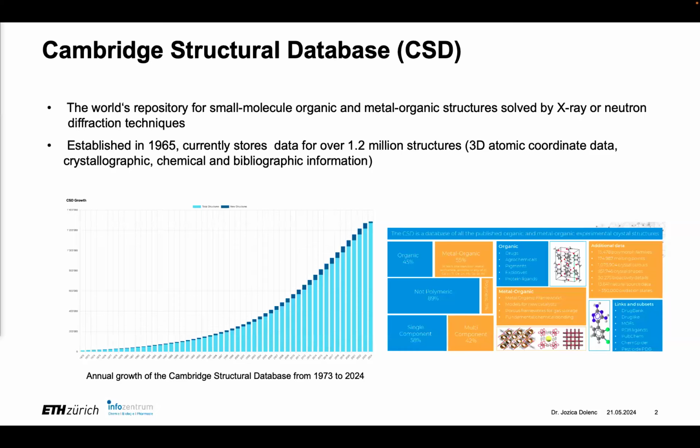The Cambridge Structural Database was established in the 60s already, and at the moment stores over 1.2 million structures. You can see the annual growth of the database on the left-hand picture. And on the right-hand picture, you can see all kinds of molecules that you can find in the database.